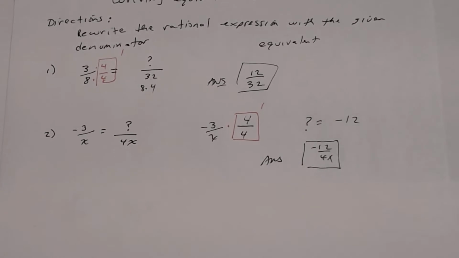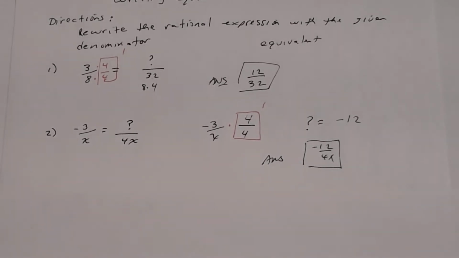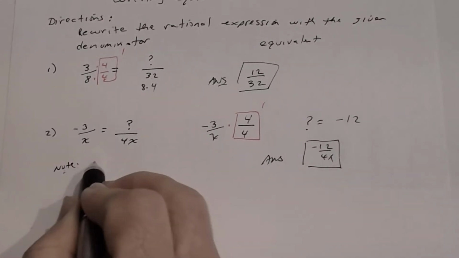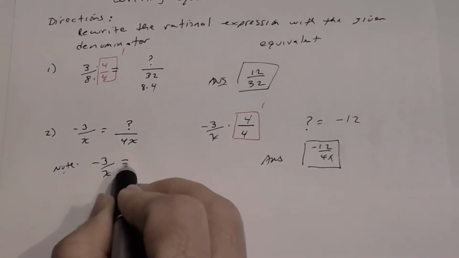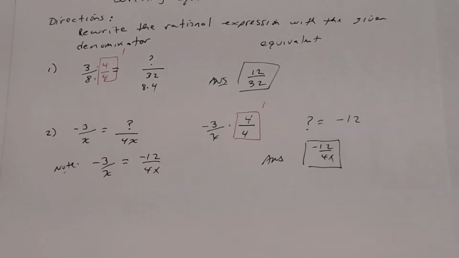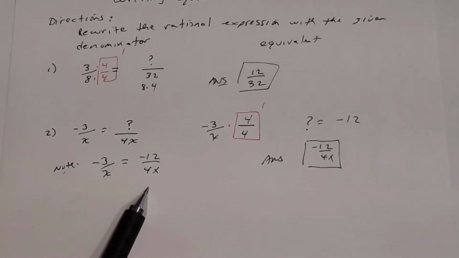So what you found is this. Let me just remind you. So what you found is this. So note, negative 3 divided by x is equivalent to negative 12 divided by 4x. That's what you found.